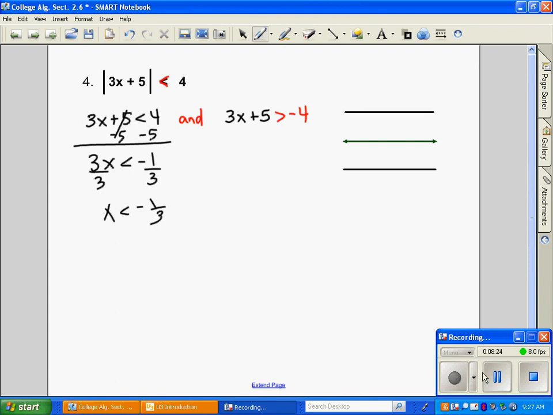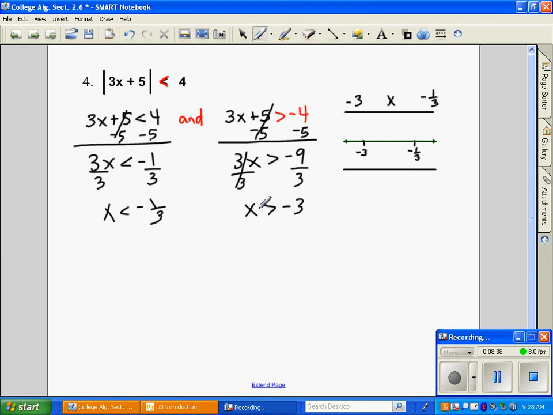Solve the other side. Okay, when we solve, we get x is greater than negative 3. Now to write our answer, we're going to put x in the middle. Since negative 3 is smaller, we're going to put it on the left, and negative 1/3 over here. Now this is saying x is greater than negative 3, so we need x to be greater than negative 3 and x to be less than negative 1/3. So that's going to be it.